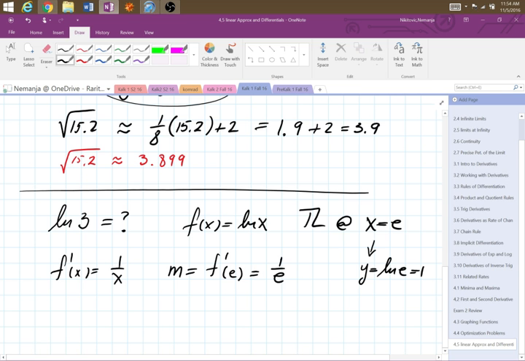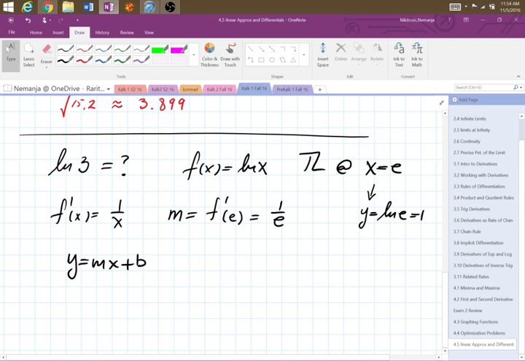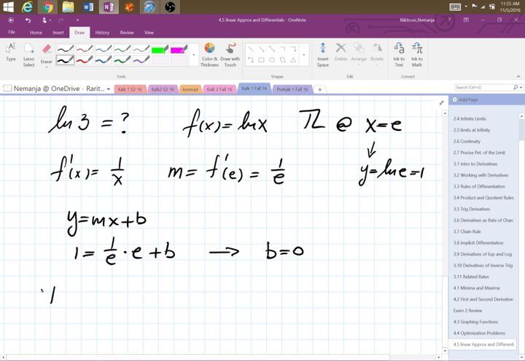So I have y equal mx plus b, which means 1 is equal to m, which is 1 over e, times e plus b, from where we see that b is equal to 0 because the e's cancel, and then you subtract 1 on both sides, b is 0. So we have our tangent line. Tangent line is given as y equals 1 over e x. That's what it is.